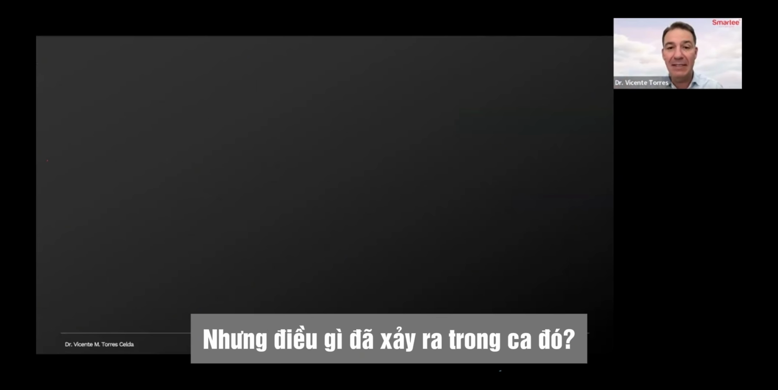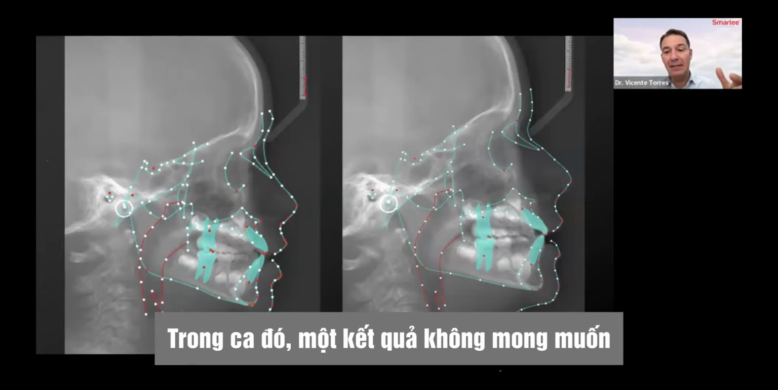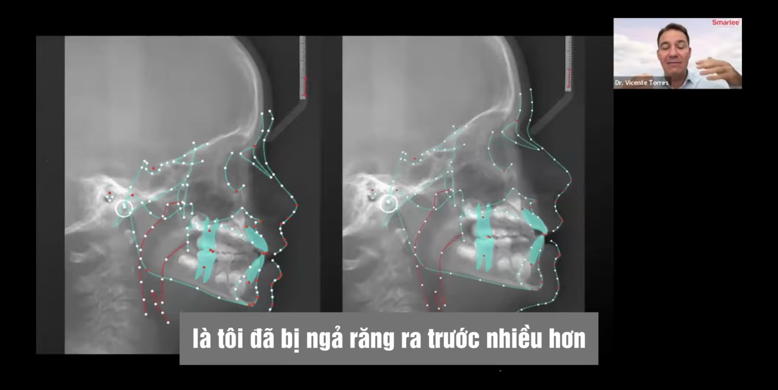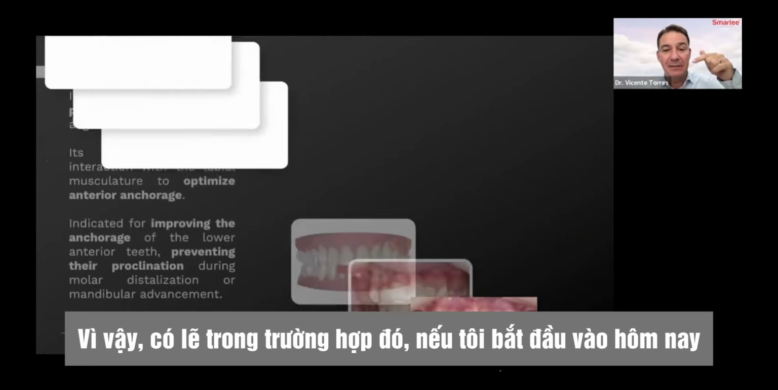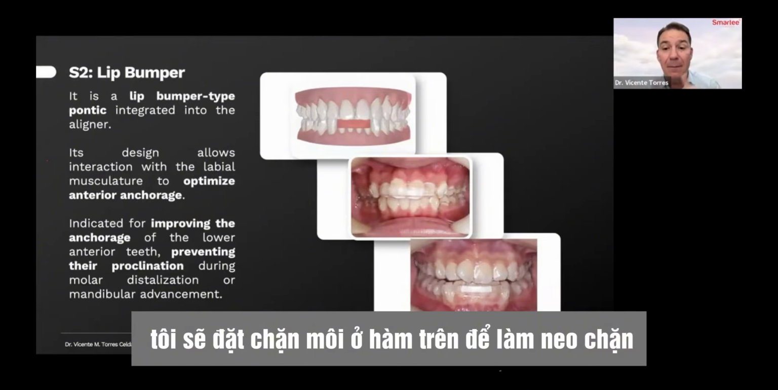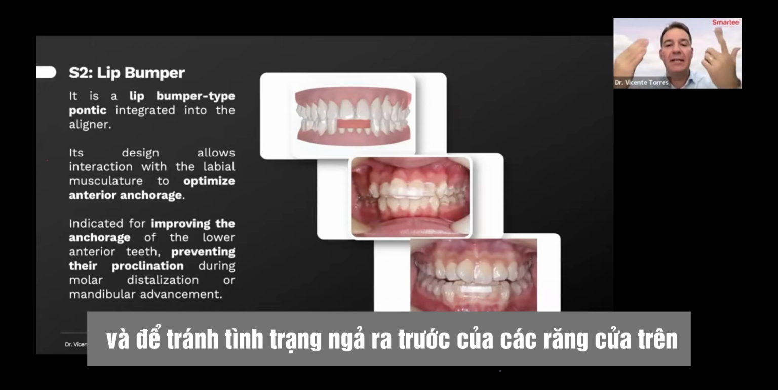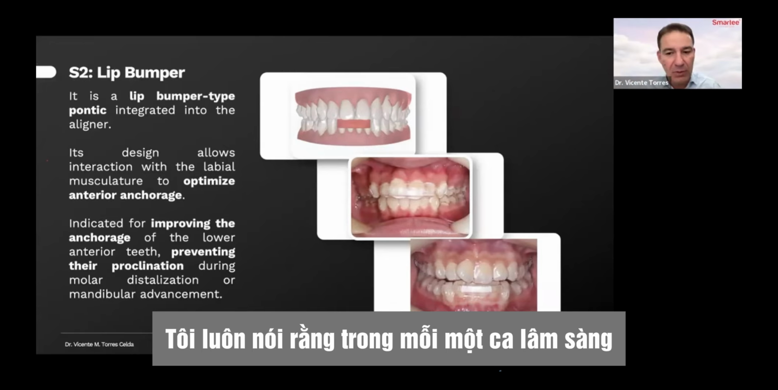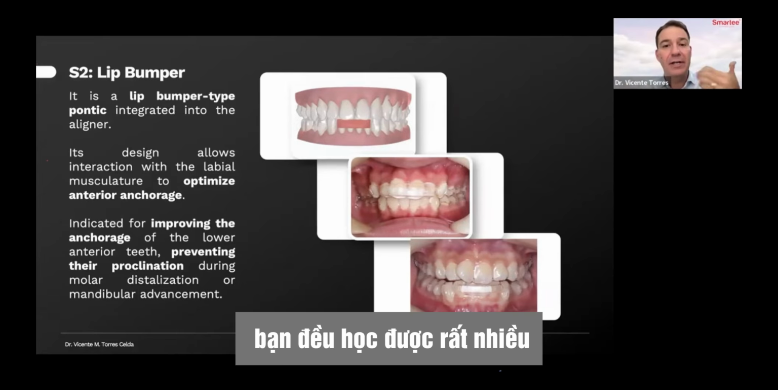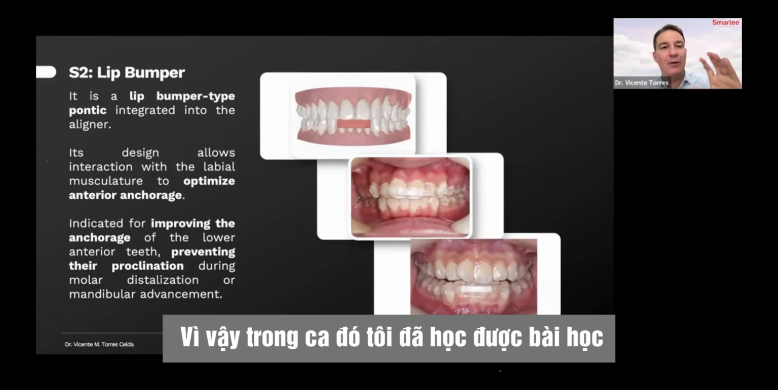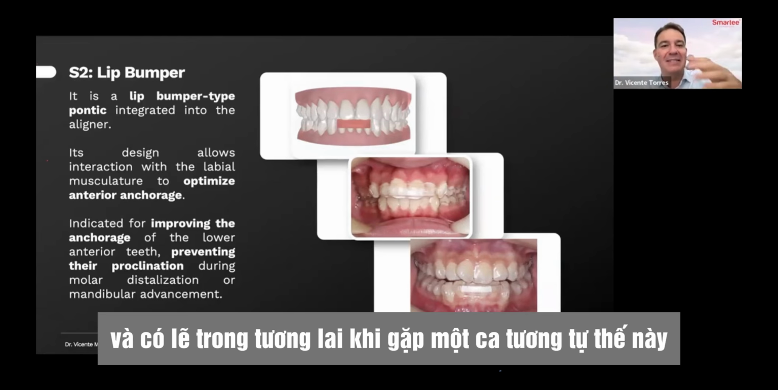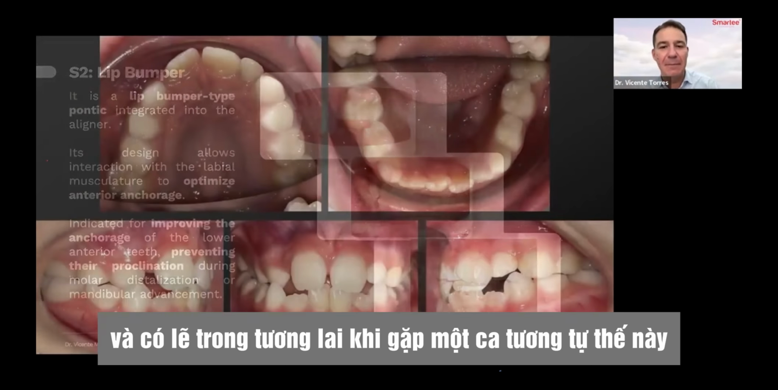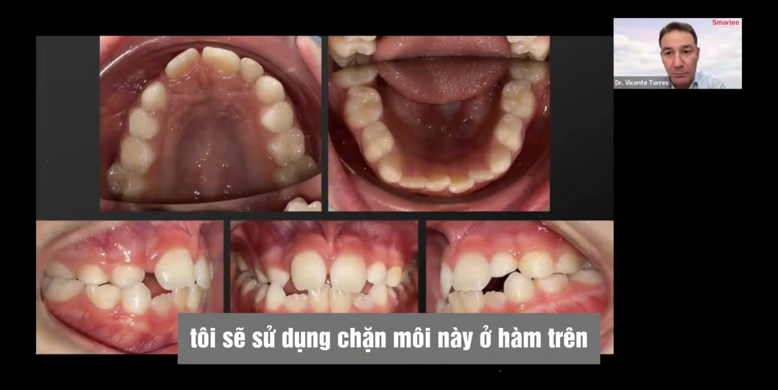But what happened in that case? In that case, I had an unwanted result: I have more pro-inclination. So maybe in that case, I should have put the lip bumper in the upper arch, for the anchorage and to avoid the pro-inclination of the upper incisors. I always say that in every case, you learn a lot. So in that case, I learned that if I have a similar case in the future, I am going to use this lip bumper in the upper arch.